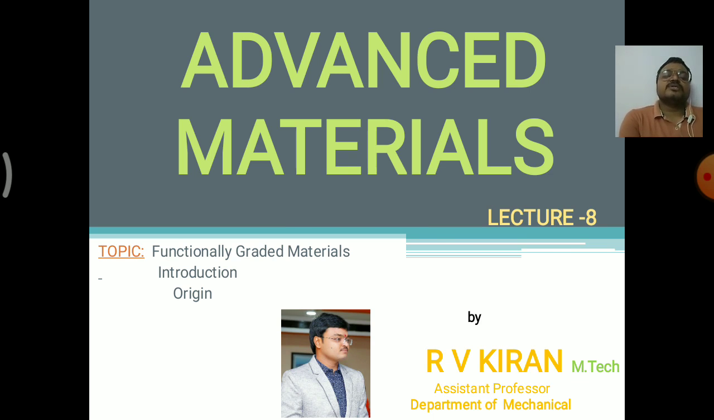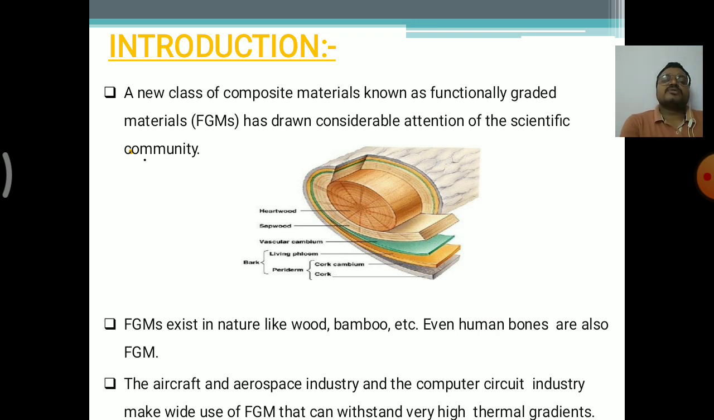So in the first slide we are going to discuss the introduction of FGMs, that is functionally graded materials. These are a new class of composite materials, and they have considerably drawn the attention of the scientific community because of their properties and their existence in nature also. So FGM exists in nature like wood, bamboo, etc. Even human bones have some FGM. So there are a number of layers and types of layers.